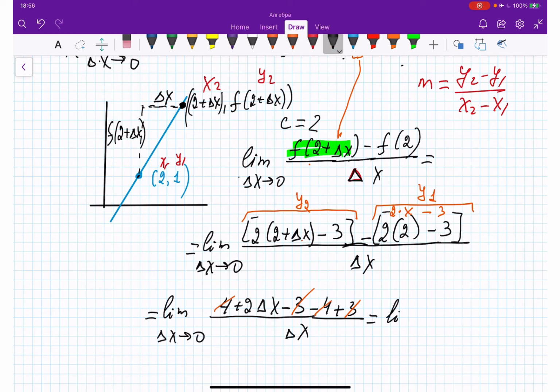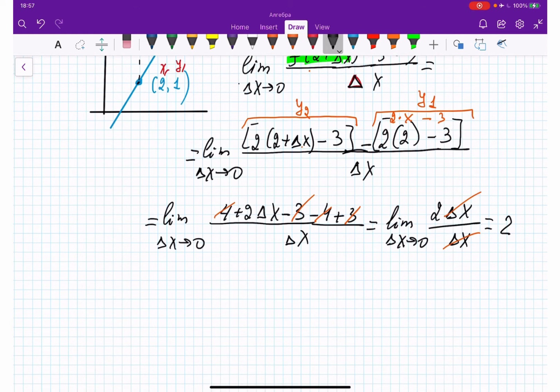limit delta x approaches 0 of 2 delta x over delta x. So this delta x is gone with this delta x, and the limit of 2, since it has nothing to do with delta x, so we are getting 2.